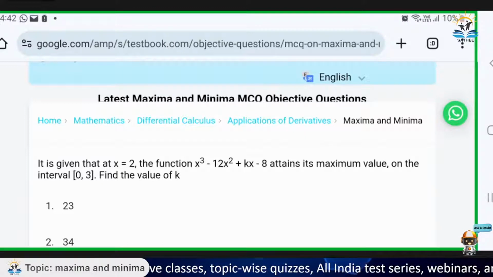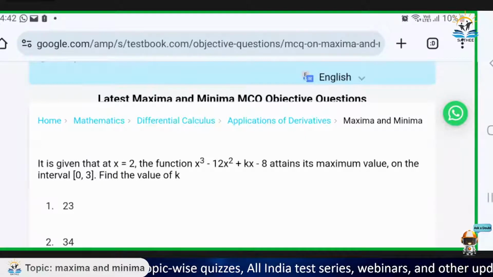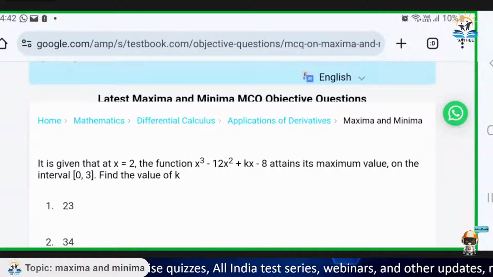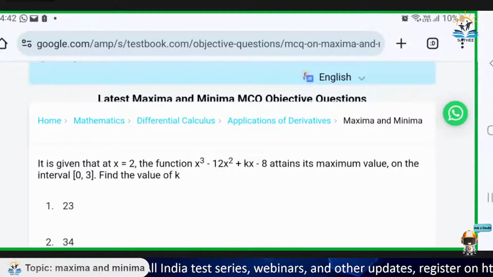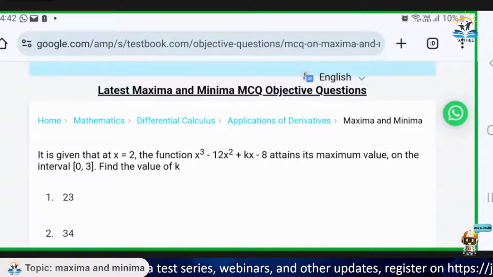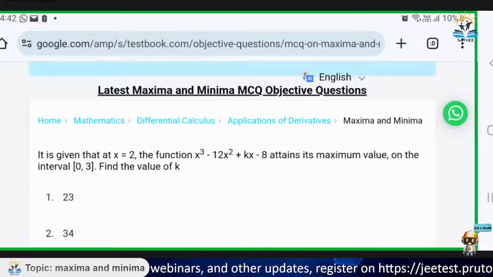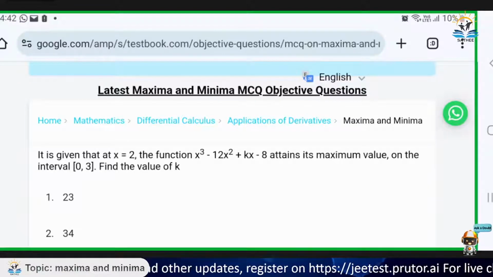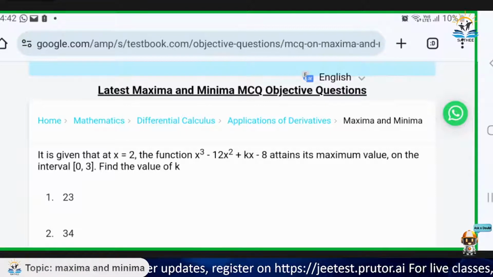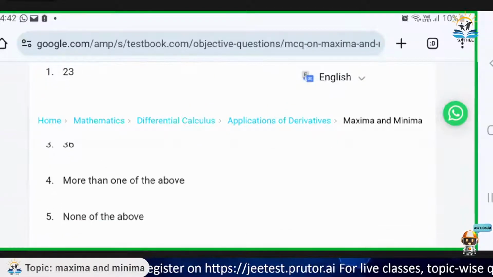Now we know that x is equal to 2 is a critical point, and at x is equal to 2, this function attains its maximum value. So this can be done by differentiating it once, putting x is equal to 2, and equating the value of f dash x to 0. So we may solve this.